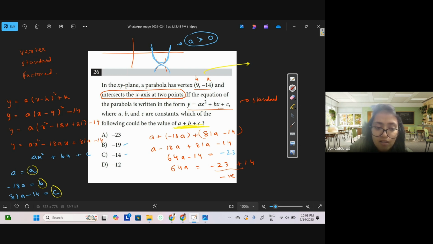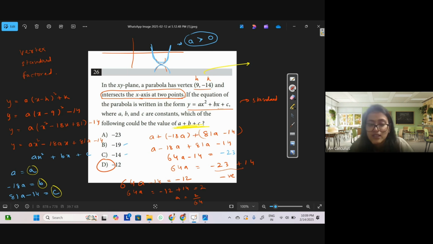So 64a minus 14, if it is equal to negative 12, so 64a is equal to negative 12 plus 14. This will be a positive number. 14 minus 12 is 2. So a will be equal to 2 over 64, which is a positive number. So answer choice D will be correct.